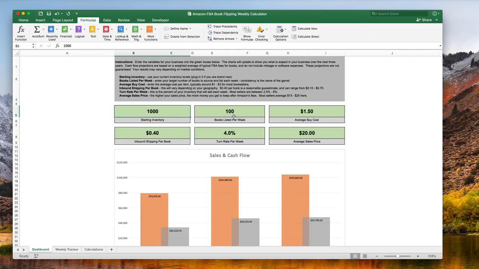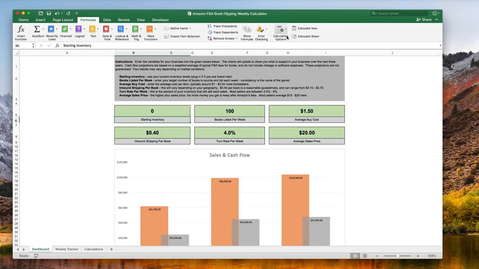Again, anything in green is editable or modifiable. If you're changing data and nothing's happening down below, so for example, if you set your starting inventory to 0 and these charts didn't update, you can either come up here into the formulas tab in Excel and hit calculate now, and that will update the formulas, or better yet, go ahead and change the calculation options, set them to automatic, and you'll be in business. Now, as you change data points, everything will update below sort of in real time.